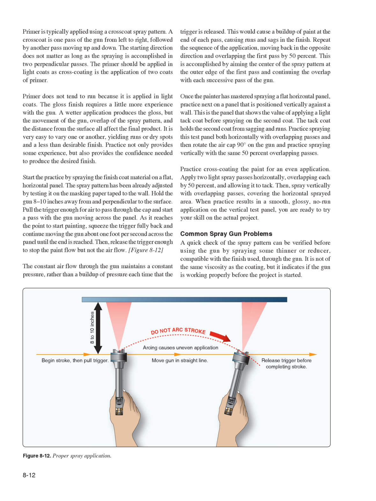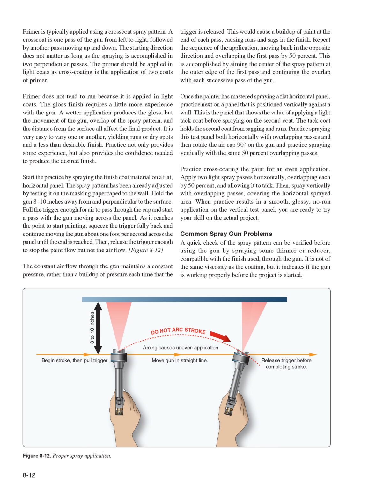Start the practice by spraying the finish coat material on a flat, horizontal panel. The spray pattern has been already adjusted by testing it on the masking paper tape to the wall. Hold the gun 8 to 10 inches away from and perpendicular to the surface. Pull the trigger enough for air to pass through the cap and start a pass with the gun moving across the panel. As it reaches the point to start painting, squeeze the trigger fully back and continue moving the gun about 1 foot per second across the panel until the end is reached.